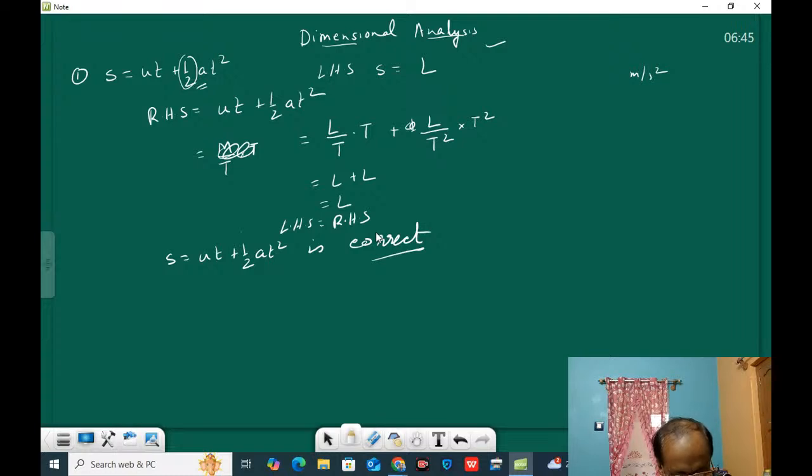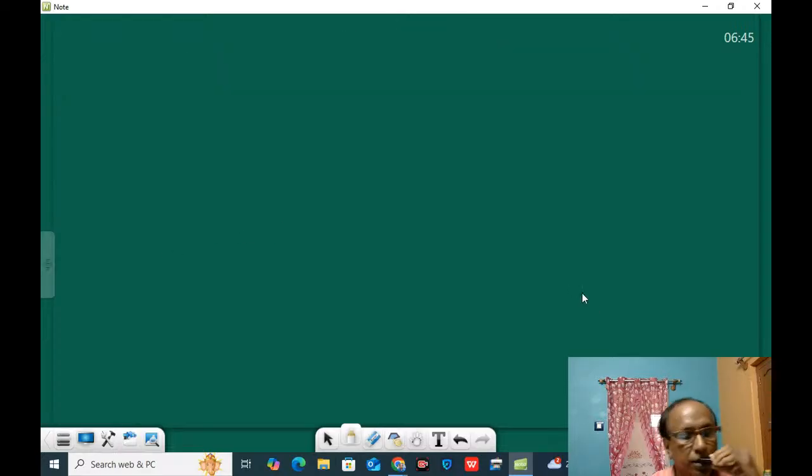Now we'll learn about measurement of length, mass, and time. In the measurement of length, mass, and time, there are two methods: one is the direct method, another is the indirect method. We will learn about both. Let us find the next topic, that is measurement of length, mass, and time.